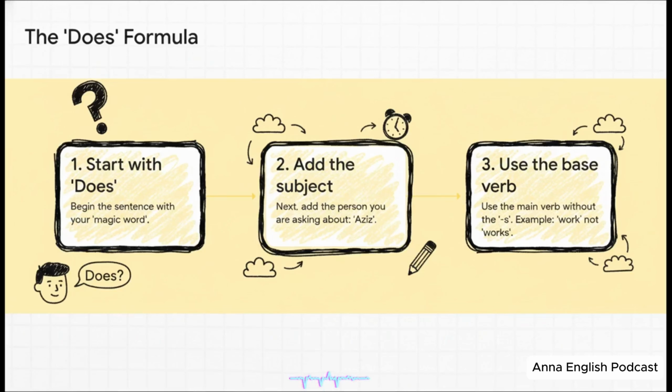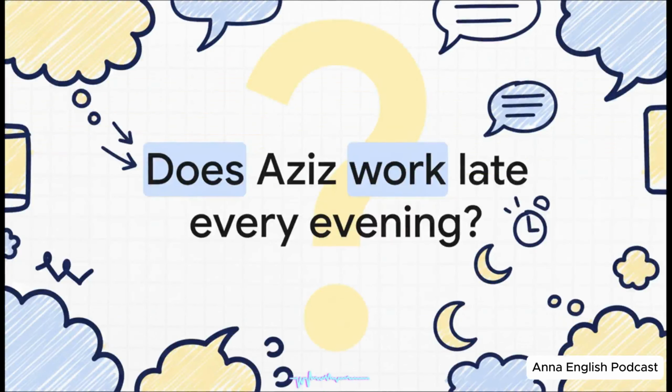Step 1, we start with does. Step 2, we add the subject, Aziz. Now, pay close attention to step 3, because this is the tricky part. The verb was works, with an S, but now it's just work. The S is gone. Why? Because the does already has the S in it. It kind of stole it from the verb. That is a super important detail to remember. And there you have it. A perfect question. Does Aziz work late every evening? Simple. Clear. Awesome. Okay, let's do a quick one with do now, just to see how that works.